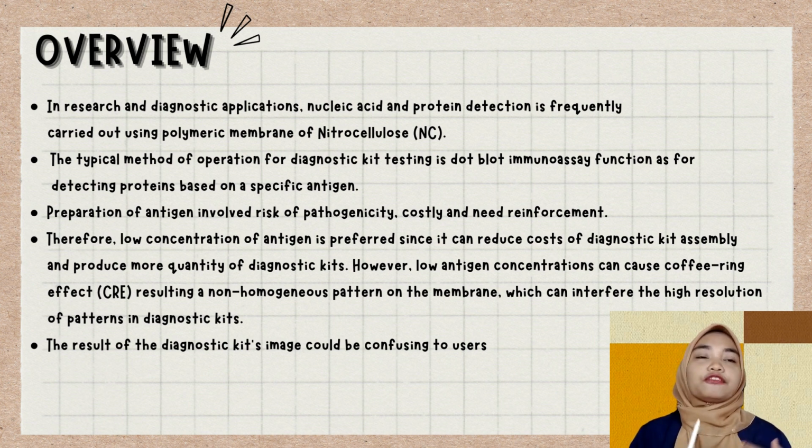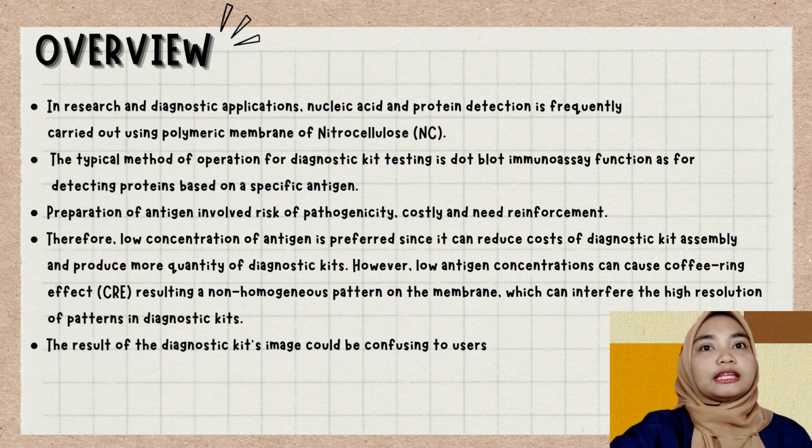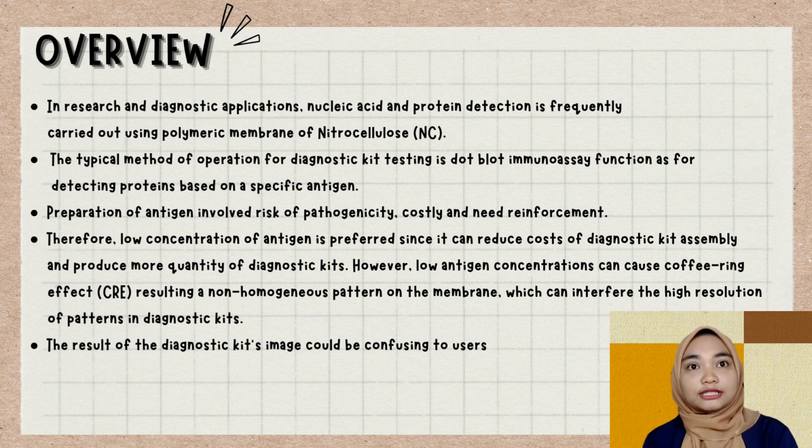Low concentration of antigen is preferred since it can reduce the cost of diagnostic kit assembly and produce more quantity of diagnostic kit. However, low antigen concentration can cause the coffee-ring effect or CRE, resulting in a non-homogeneous pattern on the membrane, which disrupts the results appearing on the diagnostic kit and indirectly contributes to confusing and false interpretation of results. The result of the diagnostic kit image could be confusing to the users.